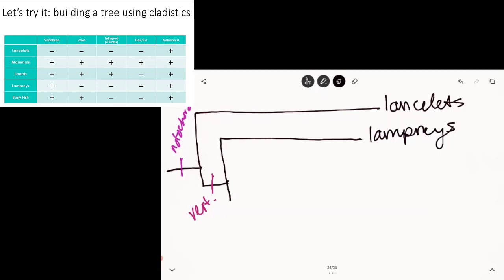All right, then which group has just one more trait compared to the lampreys? So lampreys have 2 of these traits. Are there any of these groups that have 3? Okay, so I'm seeing the bony fish has vertebra, jaws, and notochord, but it does not have forelimbs or hair and fur. So that means that this group split off like this. Then we have the bony fish.